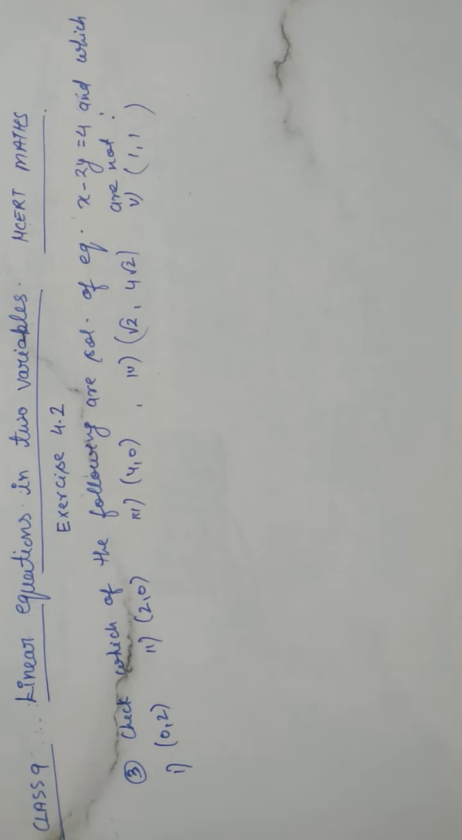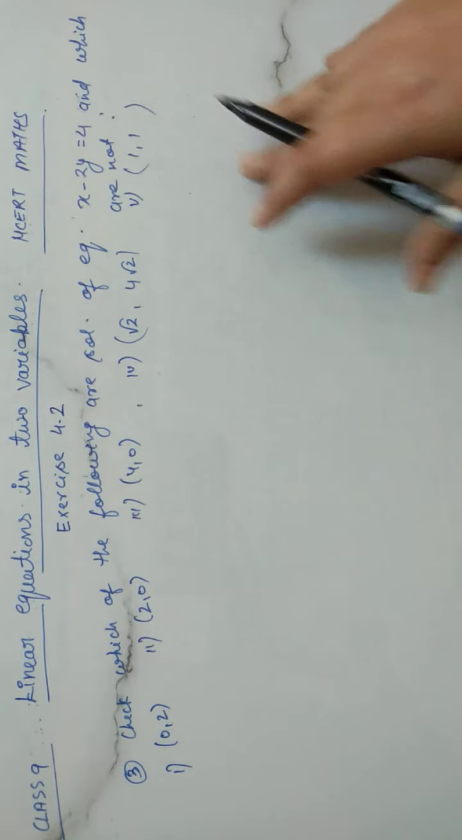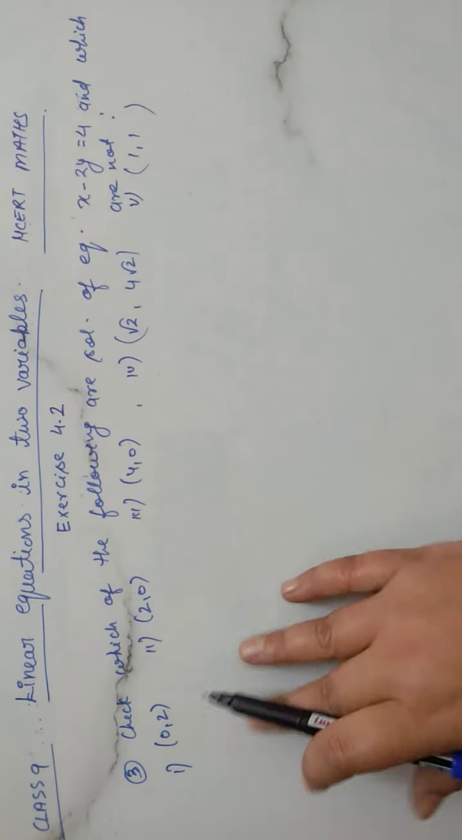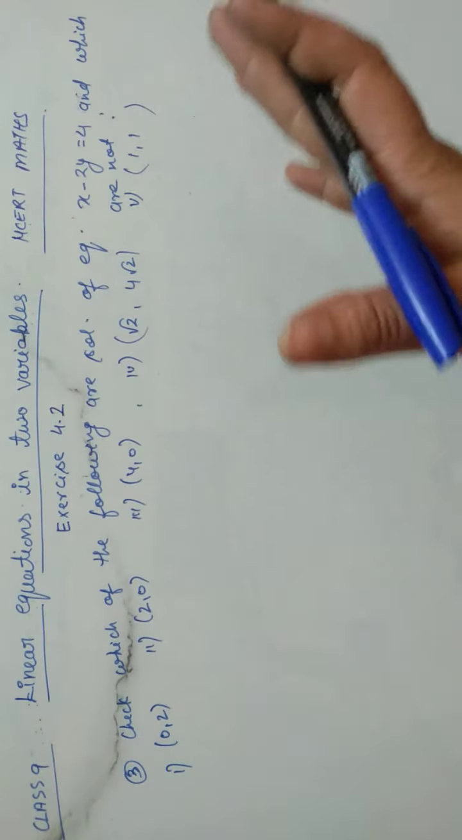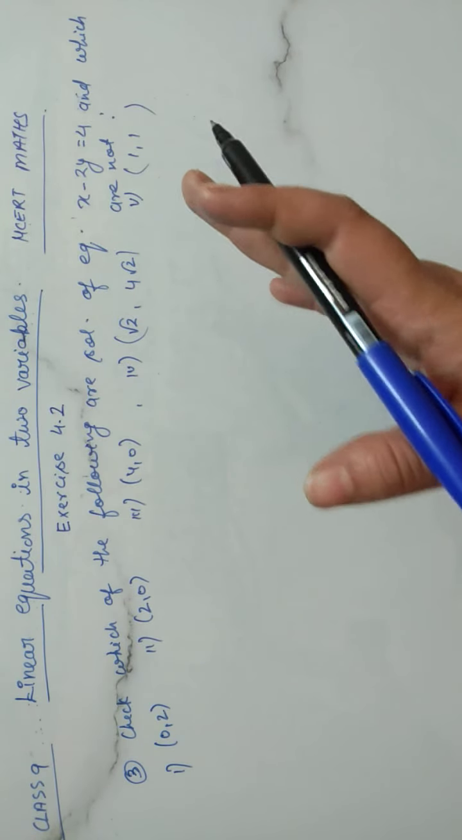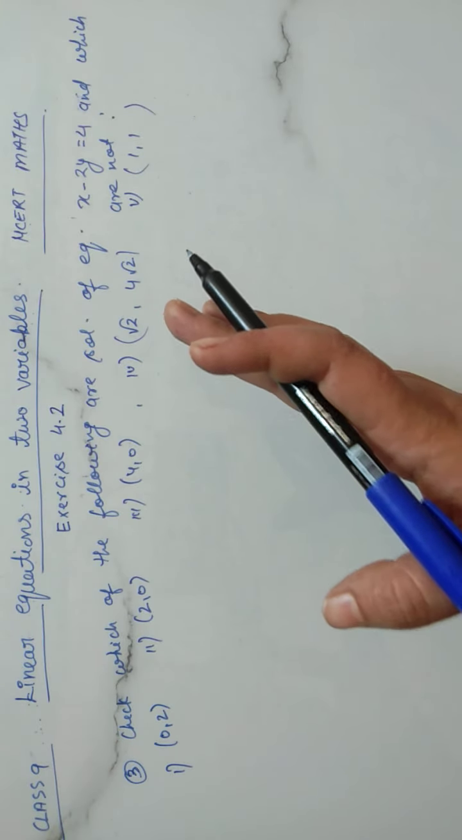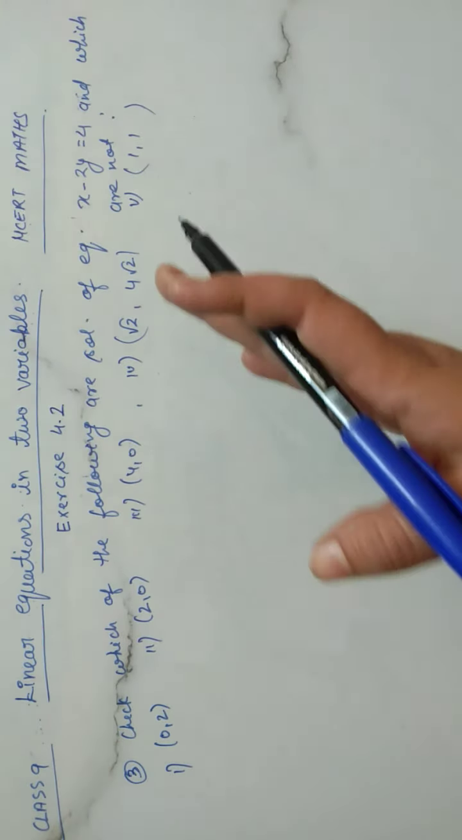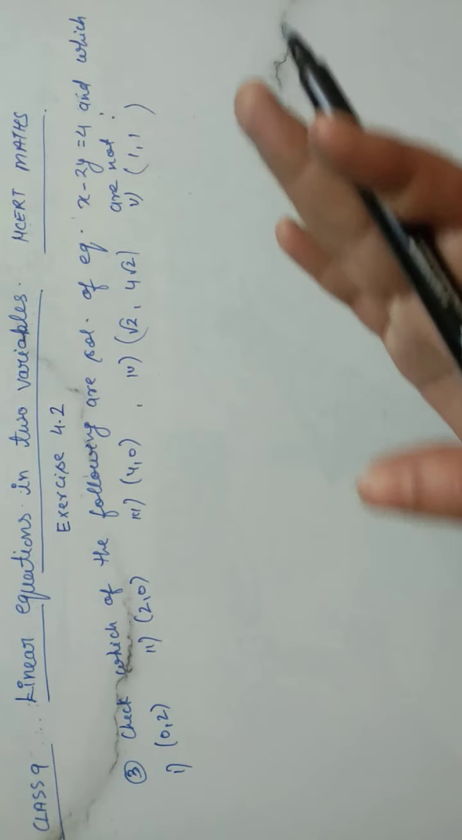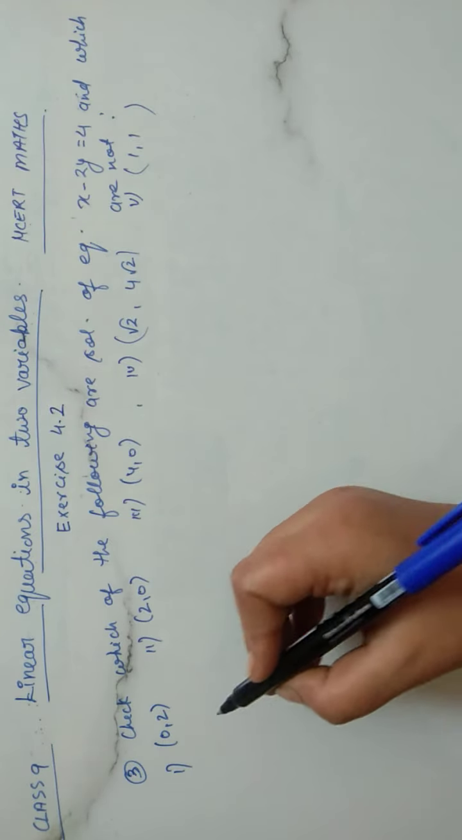Here the solutions are given to us for a given equation, and we have to find from these which are solutions for this given equation and which are not. For that, we put the values, the ordered pair, in the same order in the equation, and check whether LHS and RHS are equal. If both are equal, then yes, it is a solution for that given equation, otherwise no. Just see how we will check.